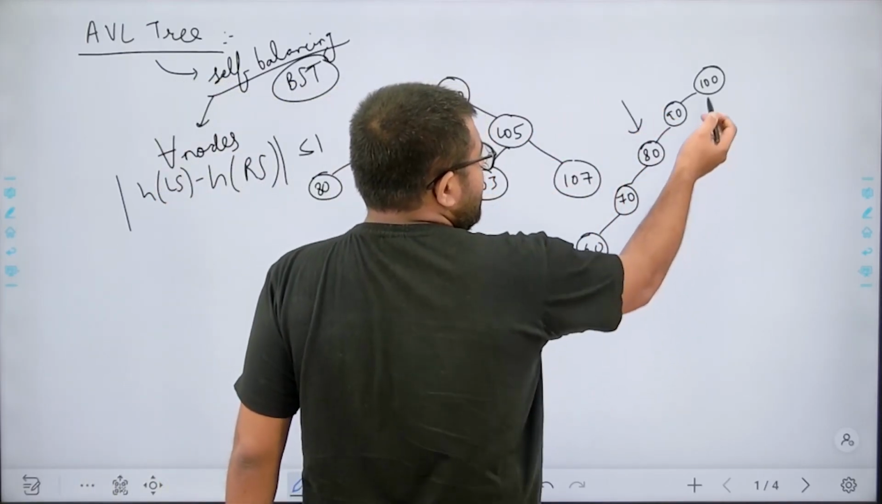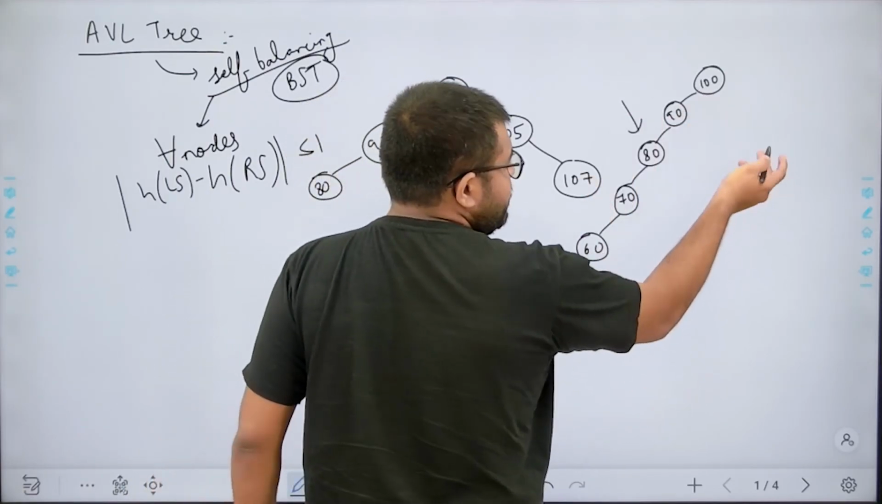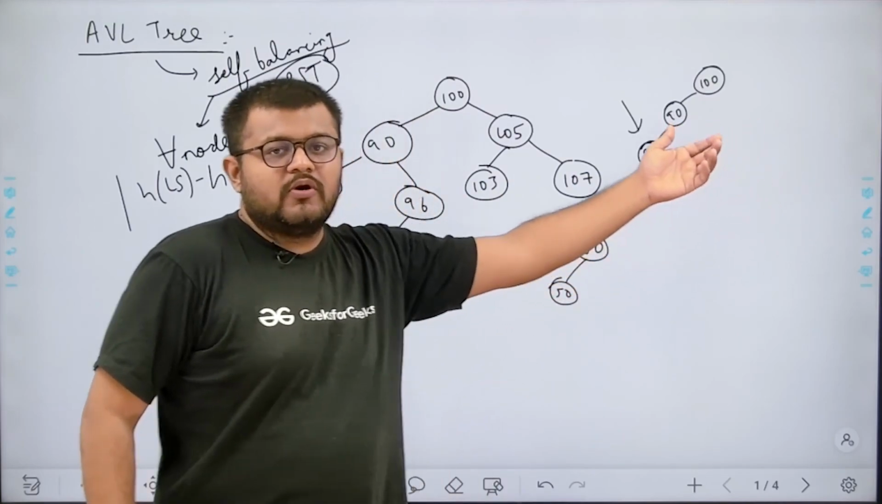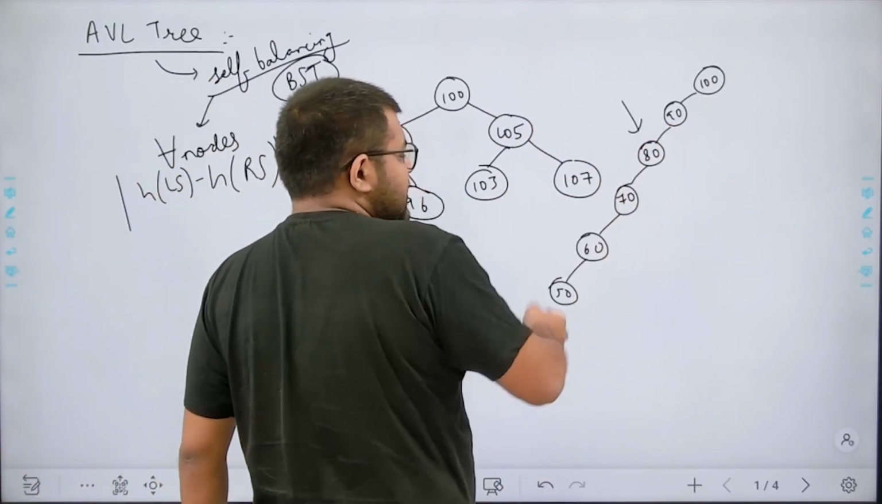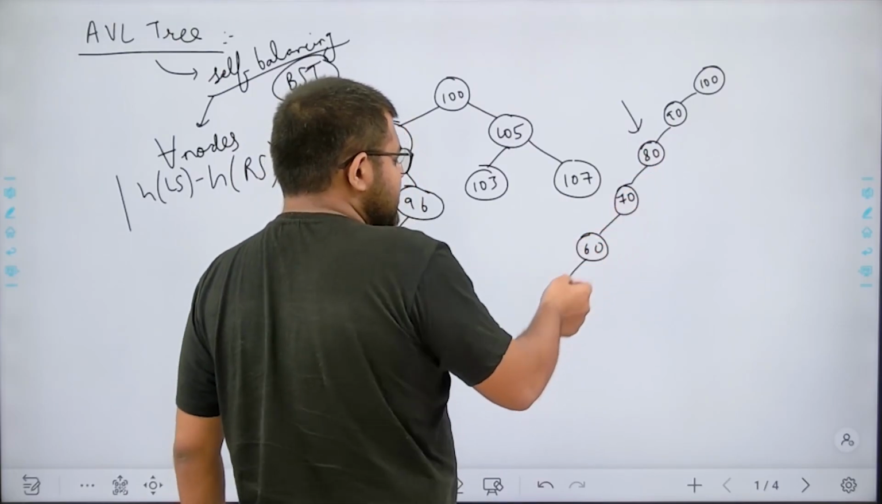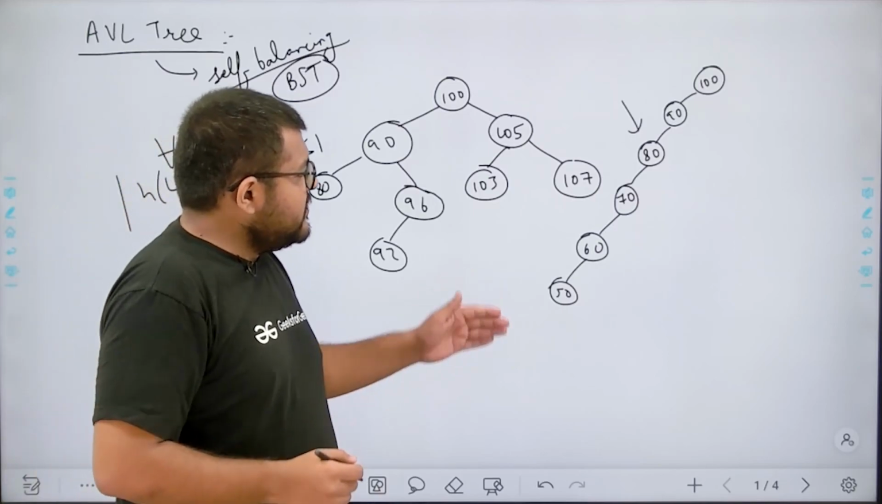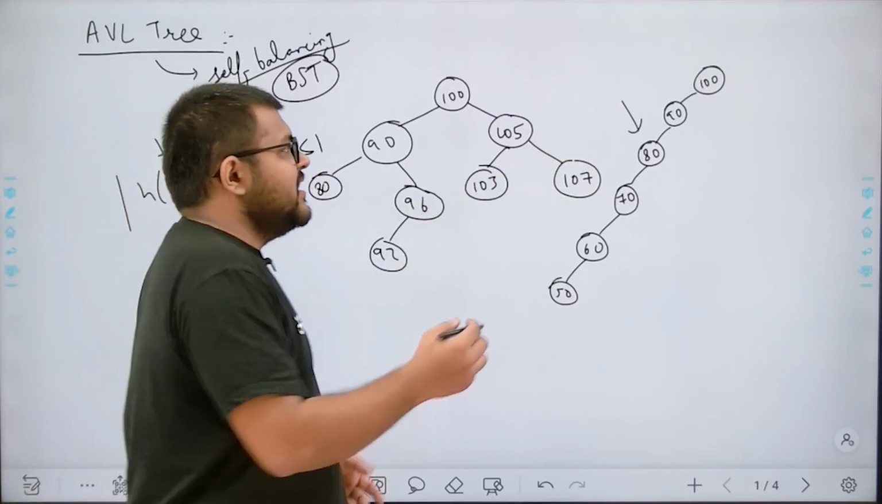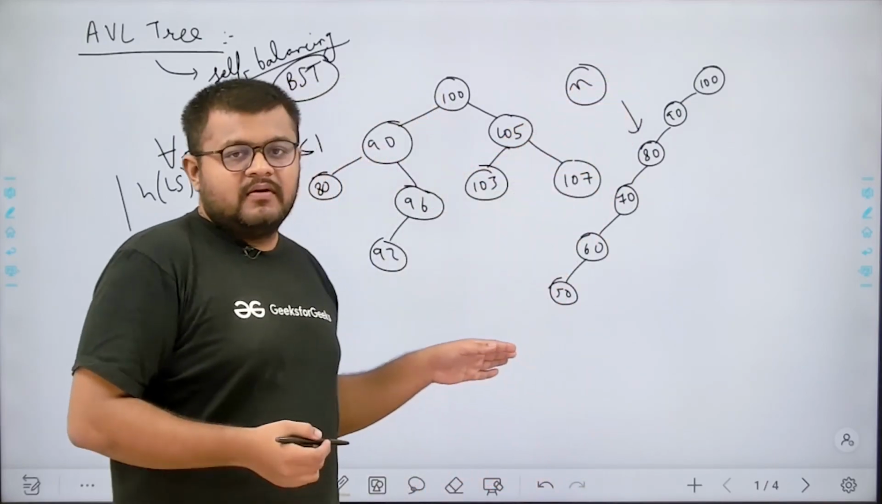Because if we look at 100, all the values in its left subtree are less and all the values in its right subtree should be more, but there is no right subtree. For 90, all the values on its left are less. Similarly for 80, 70, 60 and 50, right? But if we look at this, then the height of this is basically n, right? If there are n nodes, the height of this is n, right?